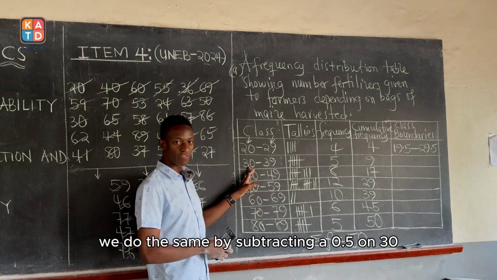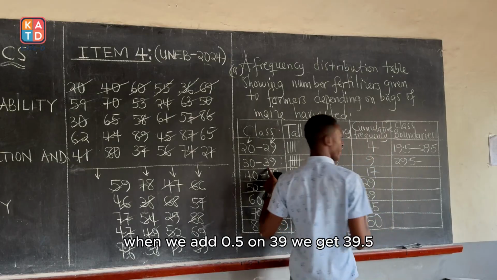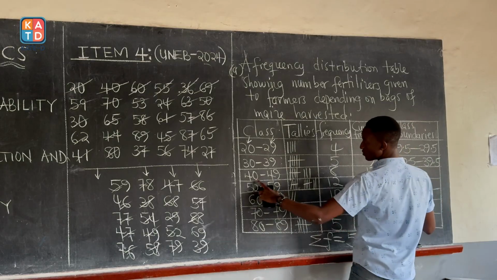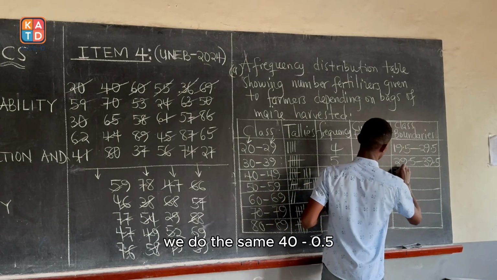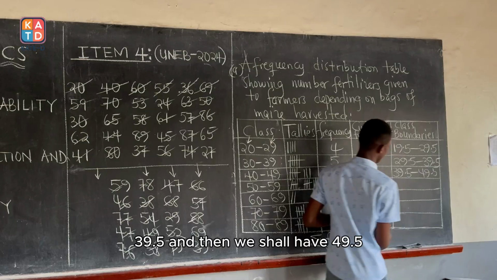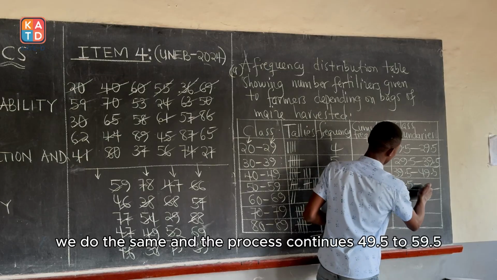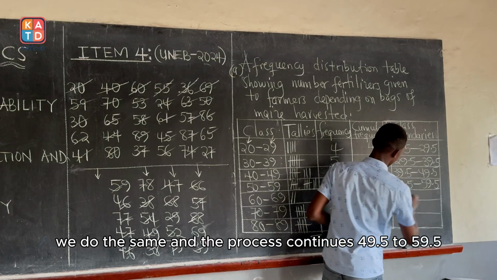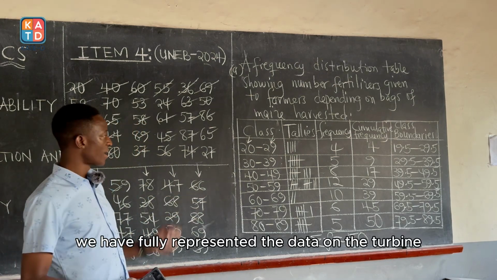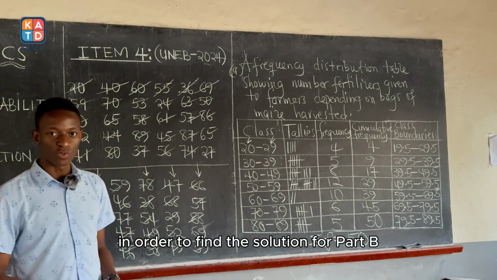We do the same. By subtracting 0.5 from 30, we get 29.5. And when we add 0.5 to 39, we get 39.5. We do the same, 40 minus 0.5, 39.5, and then we shall have 49.5. We do the same and the process continues, 49.5 to 59.5. So that's what we have. We have fully represented the data on the table, and we are progressing in order to find the solution for part B.